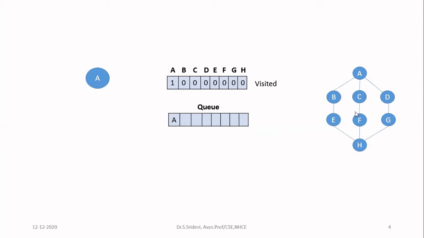Now what we are going to do first? First we are going to start with the source node. Let us go and mark the source node as visited. So in the visited array for A, I am marking as 1. After that, in the queue, I have to push the source node. So I am pushing A in the queue. After that, I am writing A in the output. So these three works you have to do. Mark it as visited, push it into the queue, that is insert it into the queue. After that, draw it in the output.